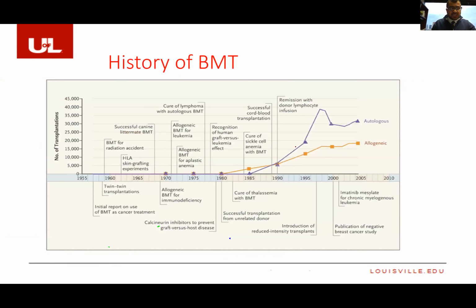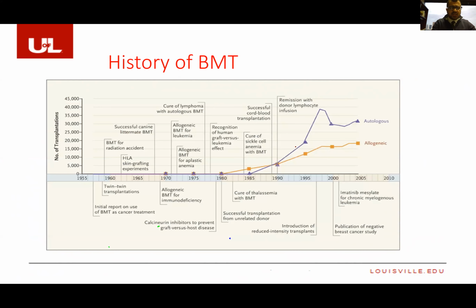This is a history of transplant. In 1956 was the initial report on use of bone marrow transplant as a cancer treatment. They performed a twin-to-twin transplant, like identical twins. They transplanted one to the other and it worked in the 50s. And then they used bone marrow transplant, this cowboy in New York used it for a radiation accident. I believe family members from Ukraine or somewhere in Eastern Europe. He transplanted them because they lost all their bone marrow with the radiation exposure.